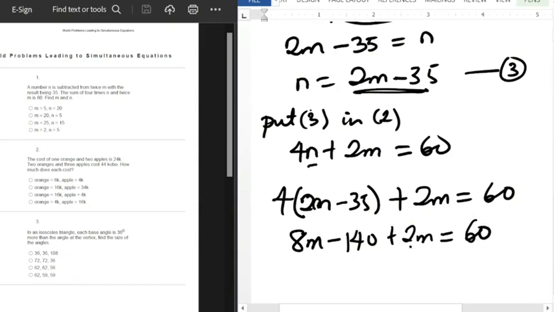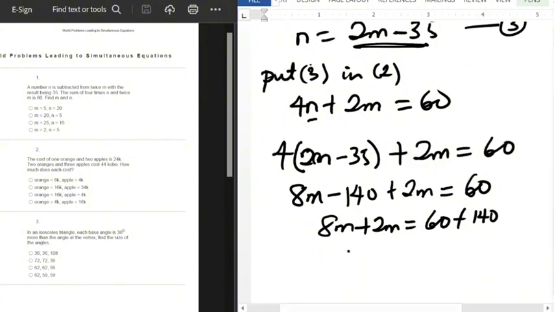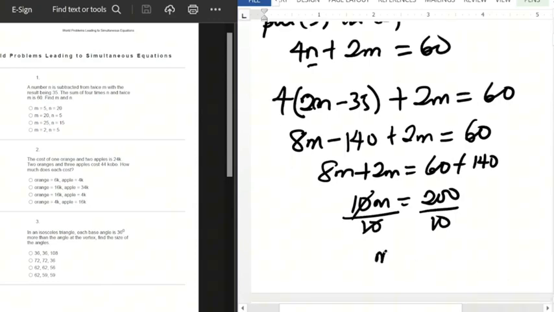So this we had, let's collect like terms. That is 8m plus 2m equals 60 plus 140. So this is going to give us 10m equals 200. Divide both sides by 10. So this cancels this. So that means m equals 20. Alright, m is equal to 20.